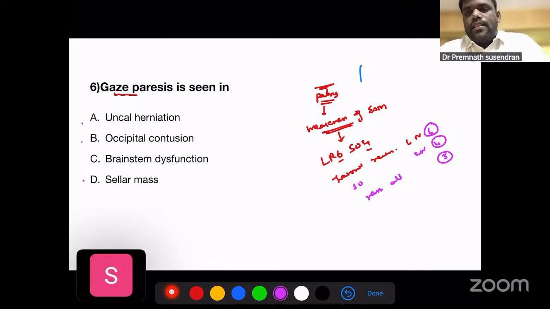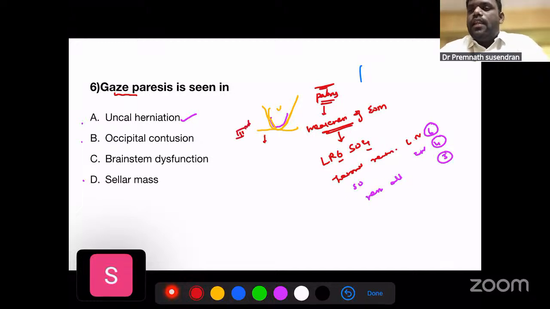So what should be the correct answer? Whenever uncal herniation happens, the uncus will compress your 3rd nerve. Here also we can get a gaze palsy. But at the same time, the patient also has pupillary dysfunction. In case of uncal herniation, there is a pupillary dilatation.